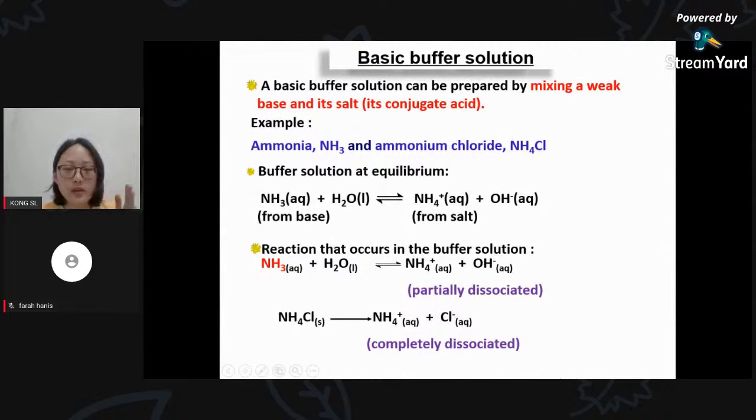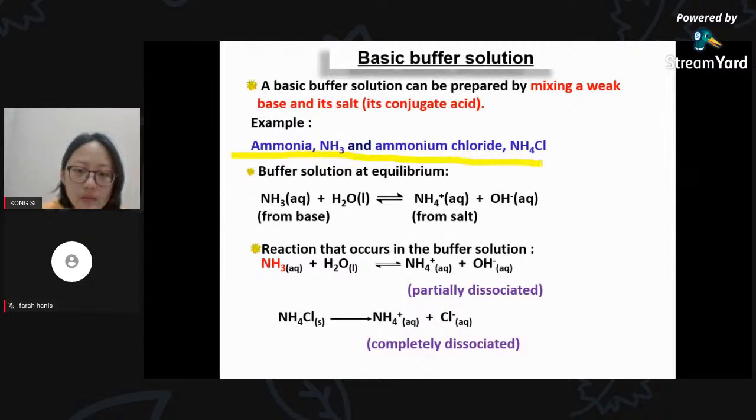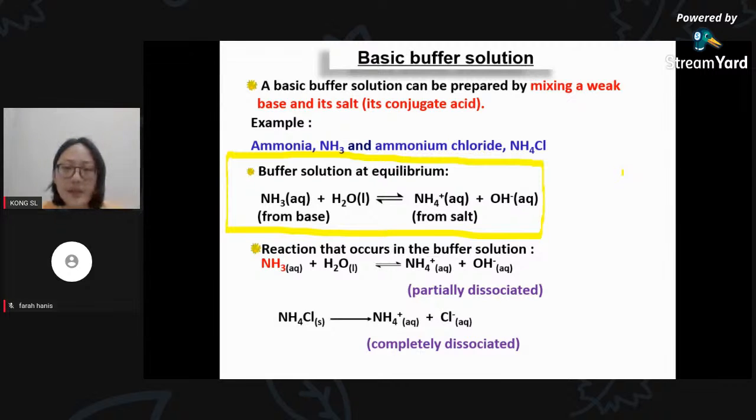When we determine the direction of a buffer solution, we must always refer to the equation at equilibrium. While I explain this topic, I encourage you all to write down these three statements. The first one, buffer solution at equilibrium. Next, the weak base or weak acid is partially dissociated. For the salt, the conjugate acid or conjugate base is completely dissociated. If you write down these three statements, it will help you to answer questions related to explanation.